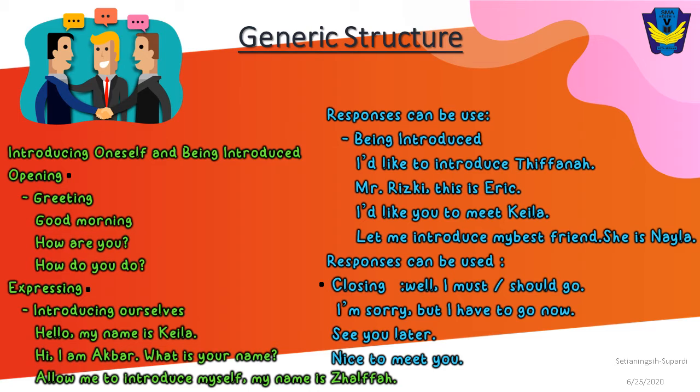Okay, you can choose the best for you. And after that, you come to the expression of your main idea in your conversation, whether you want to introduce yourself or introduce someone else. Expressions for introducing ourselves are like: Hello, my name is Kayla. Hi, I am Akbar. What is your name? Allow me to introduce myself. My name is Zalfa. You can choose which one is the best for you in introducing yourself in your conversation. And the other is for being introduced.